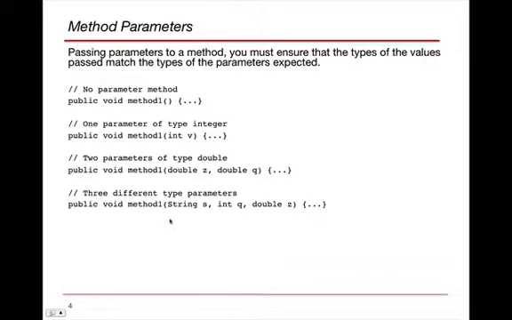And we can even use three different types. We can do string s, int q, and double z. And you can do any number of combinations.